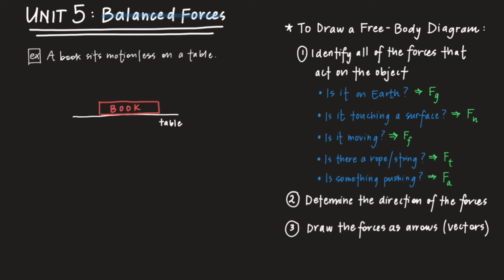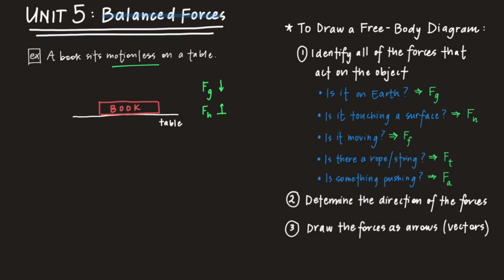So if I've got a book on my table here, I know that this book is on Earth because I haven't been told otherwise. Our whole experience is on Earth here. So we've got the force of gravity for sure. Also, the book is touching the table. That's a surface. We've got the normal force. To determine the direction of these forces, we know that this book is sitting motionless. Neither of these forces can be winning, because it would be moving if either one were winning. So we know the force of gravity always points down. We know that the normal force is perpendicular away from the surface.